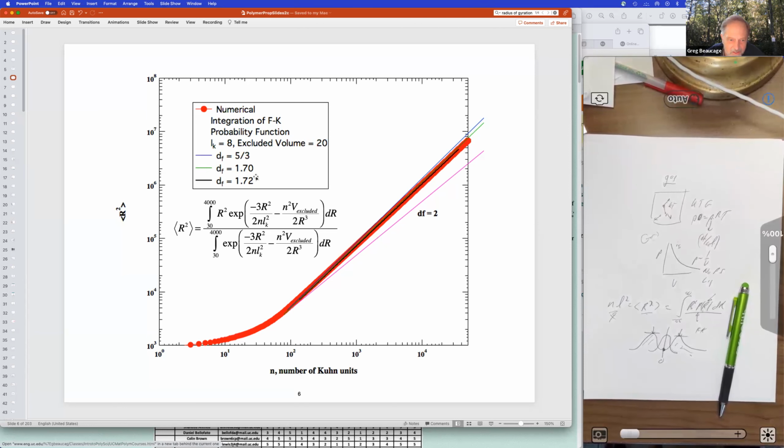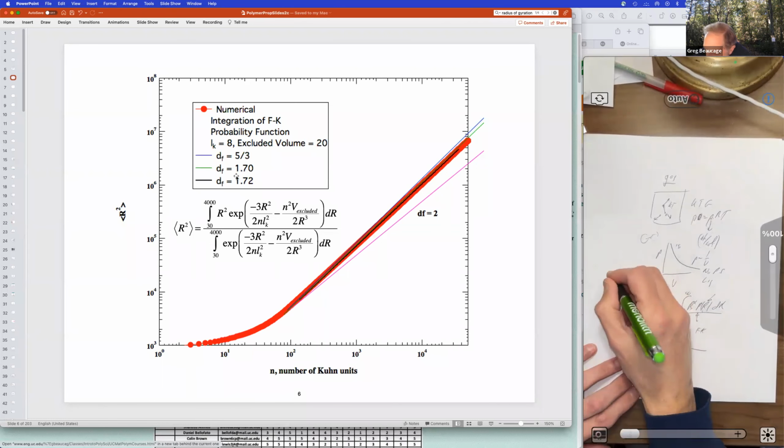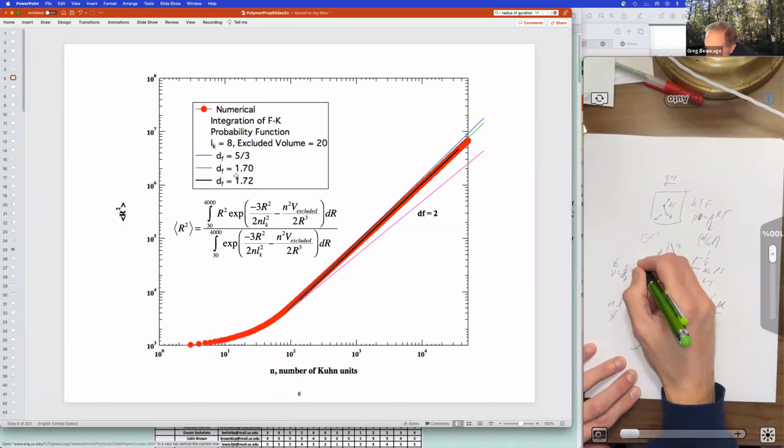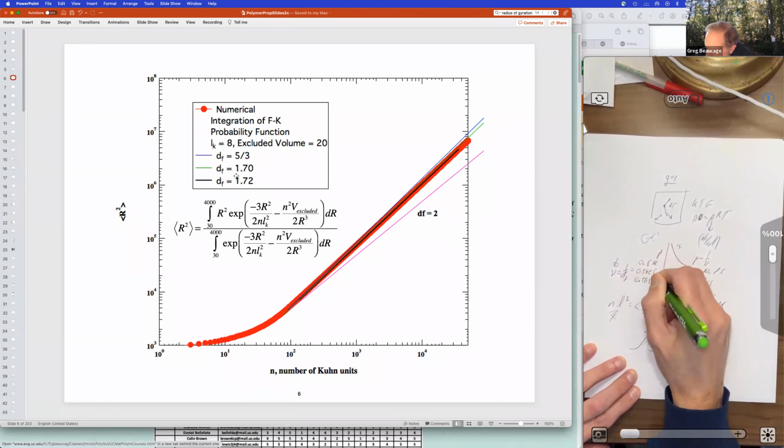Right? These are all kind of within, you can't really discern those differences between those. Basically, the 1.72 seems like a pretty good number. So people talk about nu, a scaling factor from Flory, and that's 1 over this fractal dimension. So that's going to be either 3/5, so 0.6 for Flory-Kriegbaum, 0.588 for simulations, and 0.581 for this numerical integration.